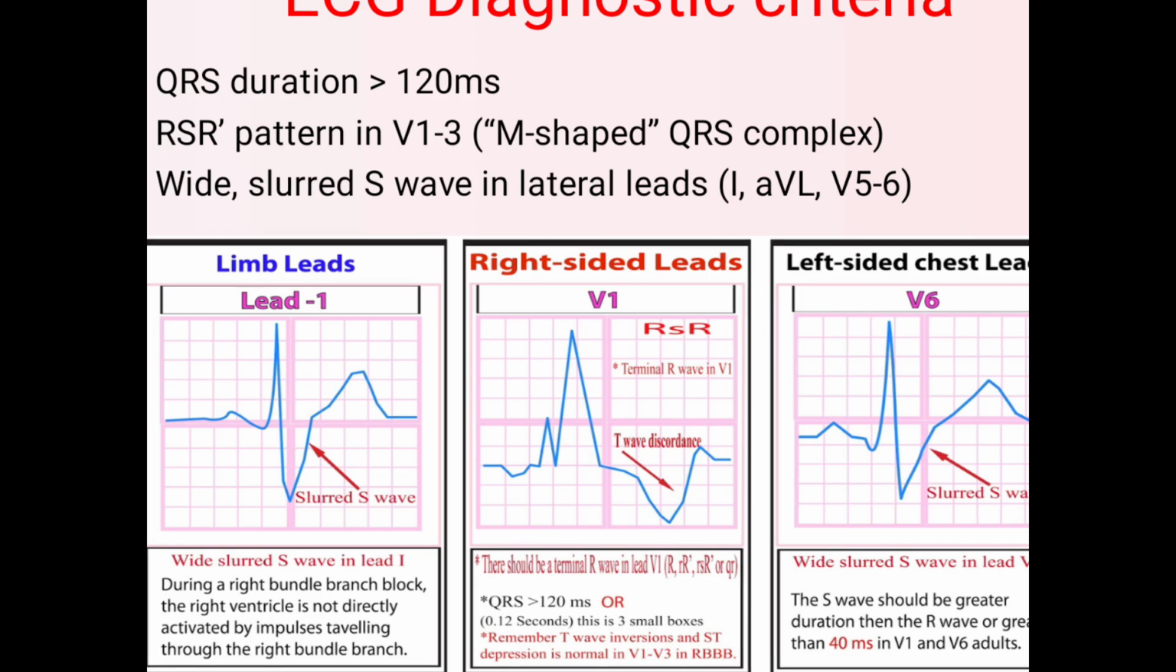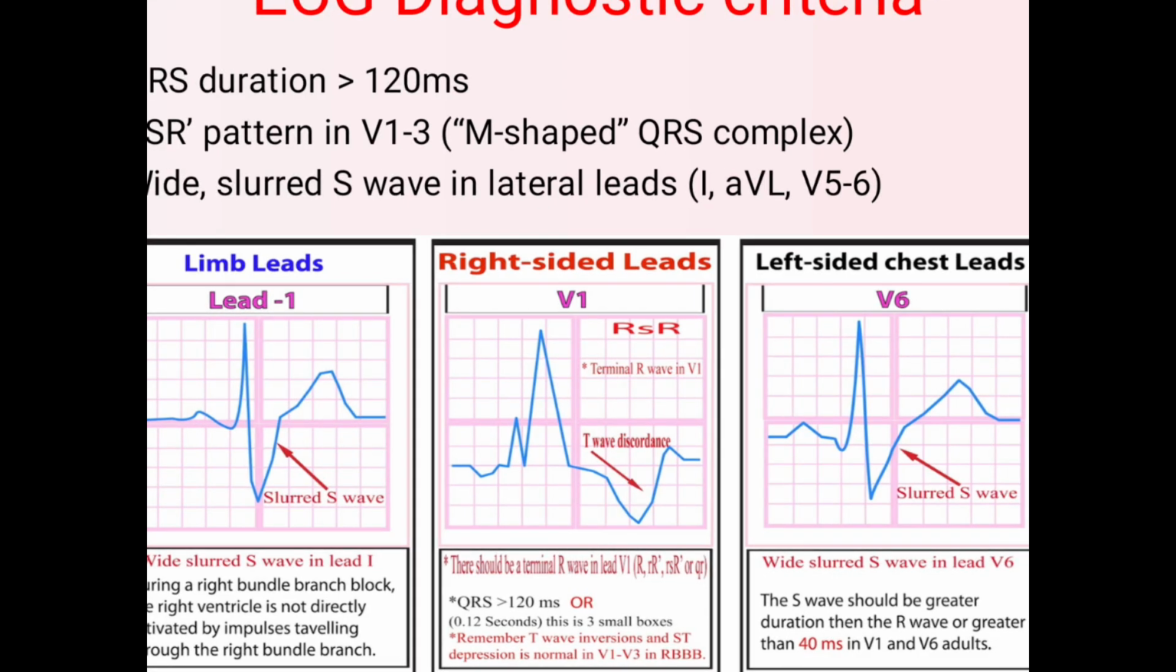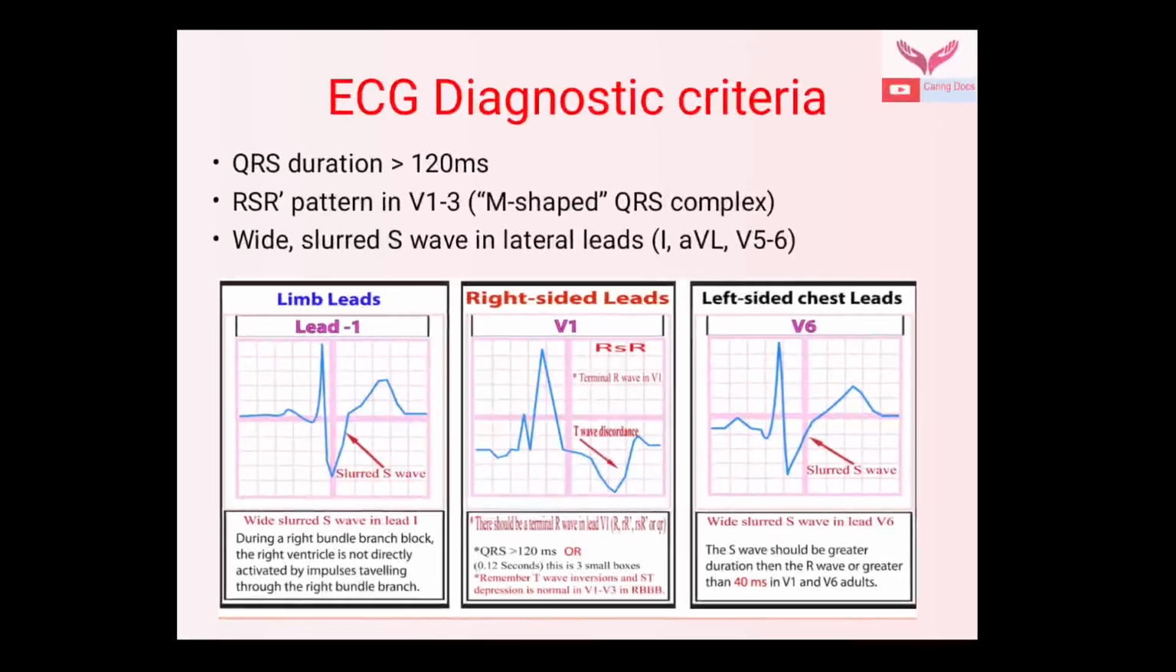And we get T wave inversion and ST depression, and it is common in V1 to V3 in right bundle branch block. In left sided leads like V6 we get a wide slurred S wave. In V6 the S wave should be of greater duration than the R wave, or greater than 40 milliseconds in V1 and V6.